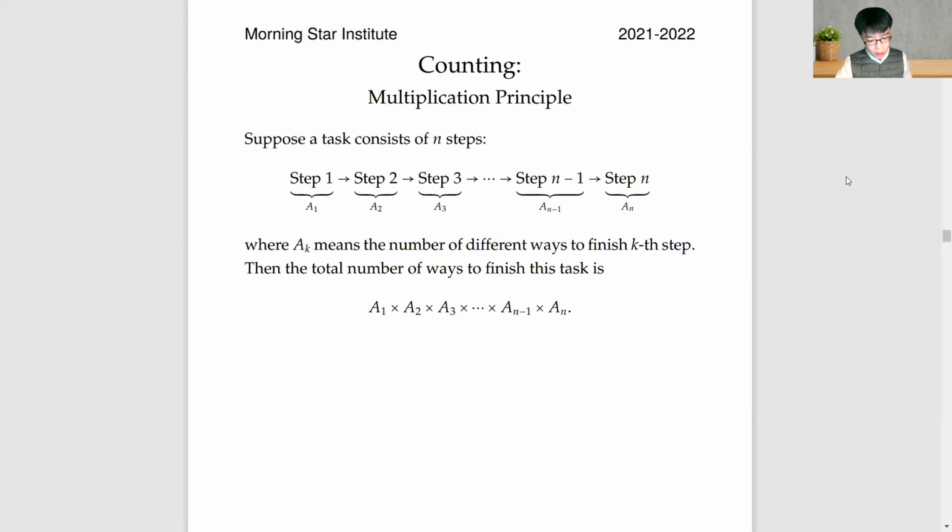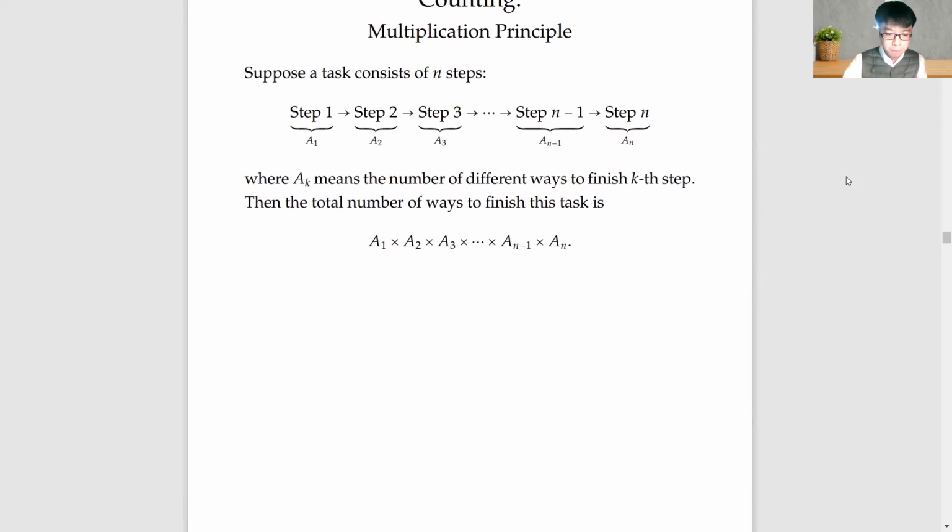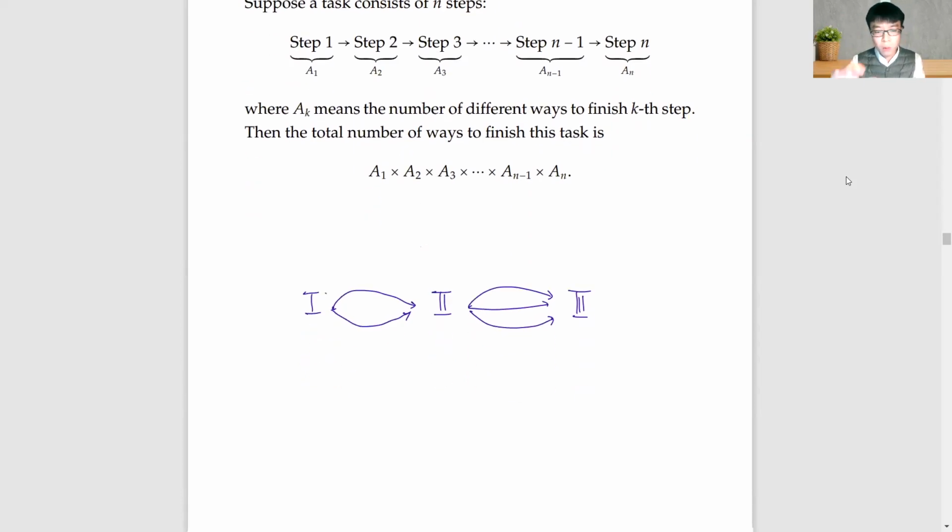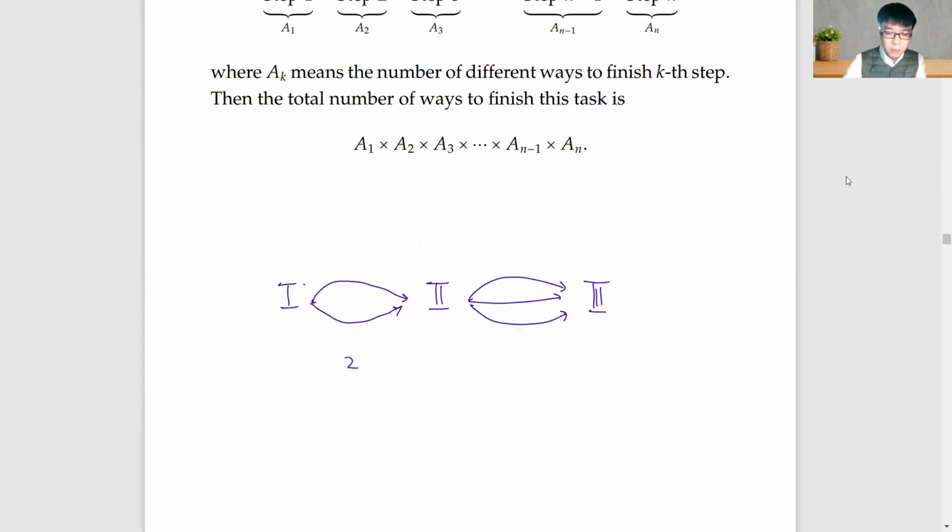This principle can be illustrated with a very simple picture. Suppose we have CD1, CD2 and CD3. If I go from CD1 to CD2, suppose there are 2 ways. And from CD2 to CD3, suppose there are 3 ways. If you want to go from CD1 to CD3, you have to pass CD2, right? So there are 2 ways, then 3 ways. Going from CD1 to CD3 is the whole task. There are 2 steps, from 1 to 2 is step 1, from 2 to 3 is step 2. So there are totally 2 times 3, which is 6 ways to go from CD1 to CD3.